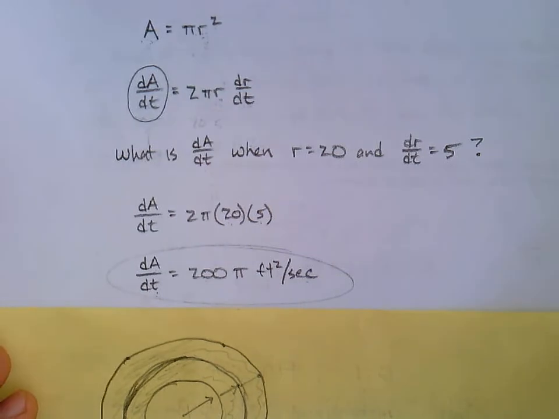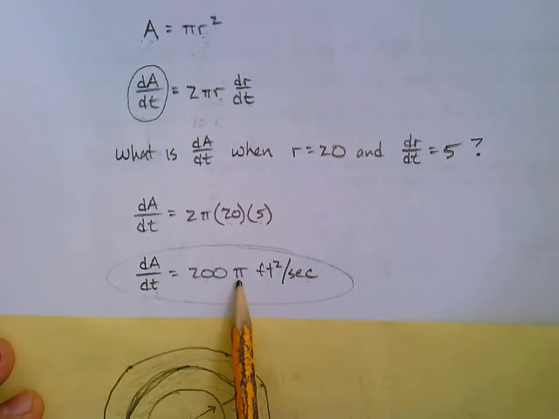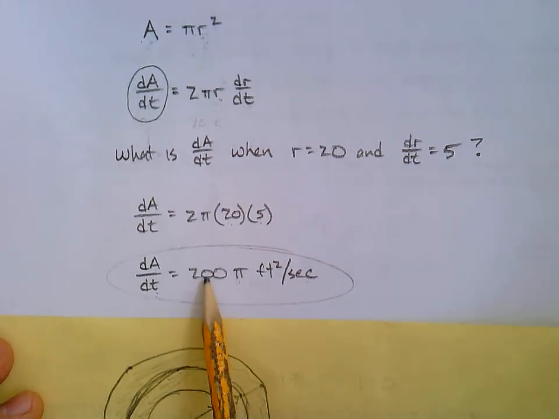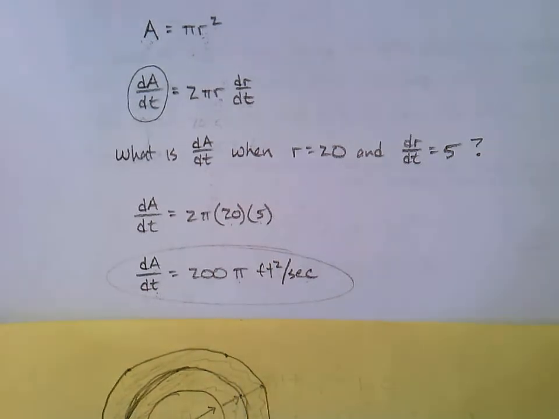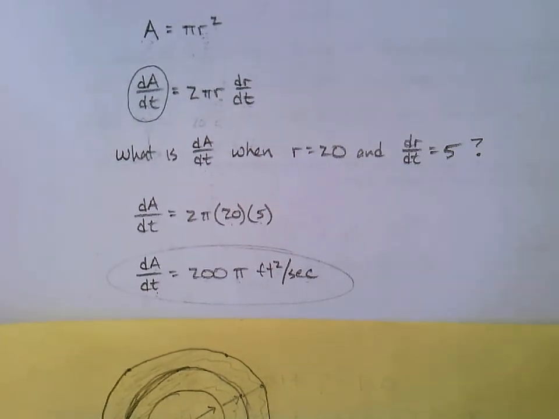And we can simplify that. I went ahead and left pi in the answer. But it'd be perfectly okay to multiply 200 by 3.14, let's say, if you want to answer that way as a decimal. That's not a big deal. But in the end, there it is. dA over dt equals 200 pi. And if you're wondering what the units would be, it turns out they're feet squared over seconds.